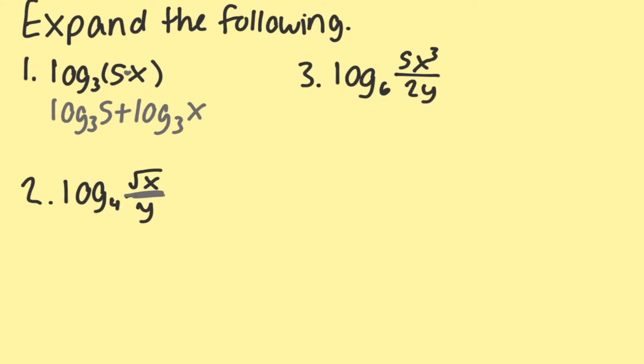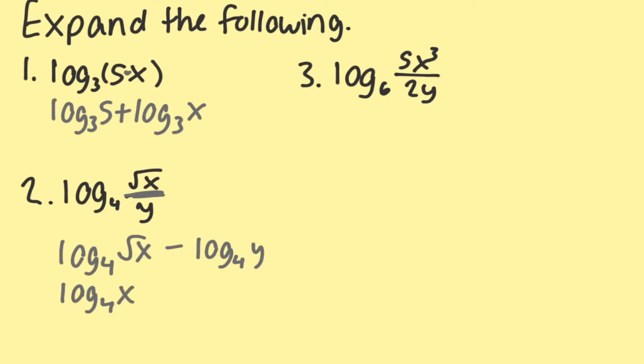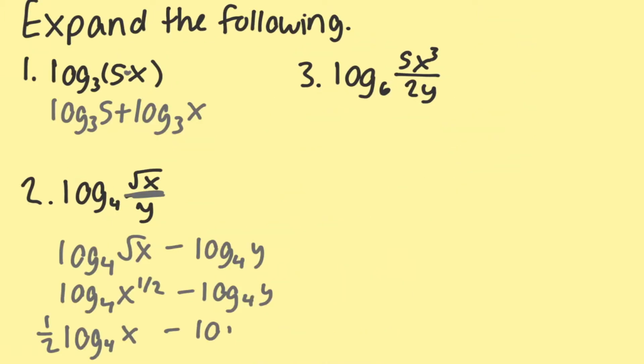The next one we're dividing, so we're going to expand it into two logs by subtracting. And square root of x is an x with an exponent, it's a 1/2. And because we have a 1/2, we can bring that out front based on this third property.